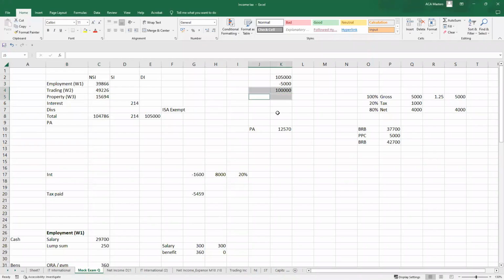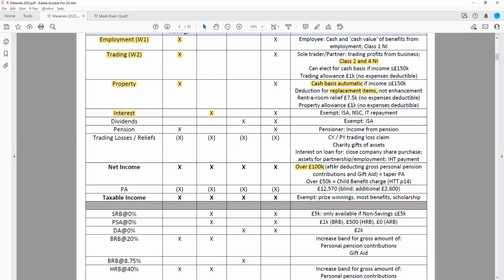Well, of course, no, it's not. It's exactly 100,000. So whether that's coincidence or whether he's been advised by a very good accountant who said, make a personal pension contribution and that will prevent you losing your personal allowance. So now we say to ourselves, is his income over 100,000 once we've deducted the gross personal pension contributions?